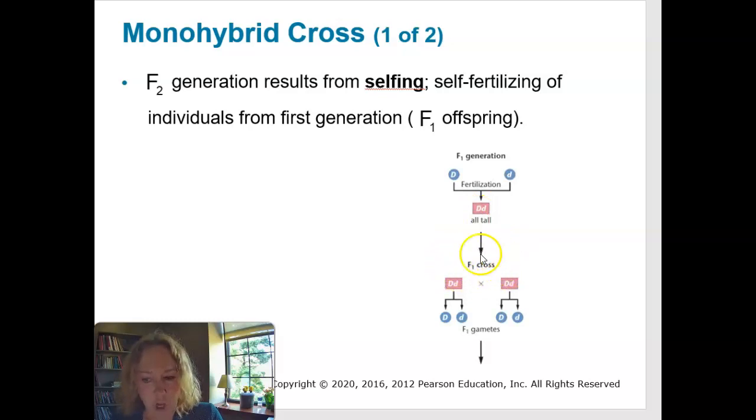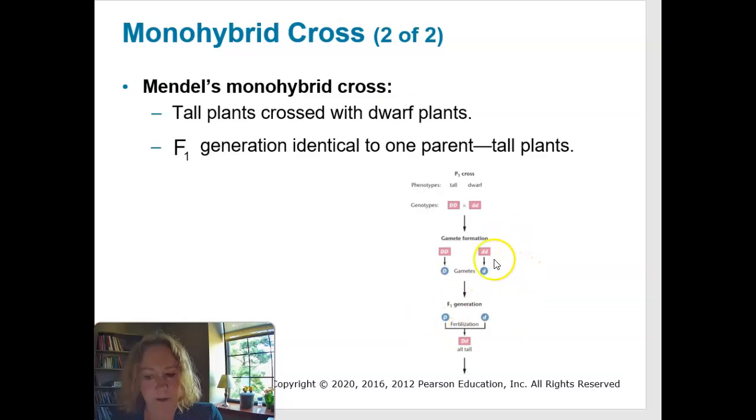Then for the F1 cross, you're going to self them. Basically, you're going to take this F1 generation, big D, little d, and you're going to cross those. And you're going to get these gametes. It could give you this one or this one. It could give you this one or this one. So now we've made it down here.